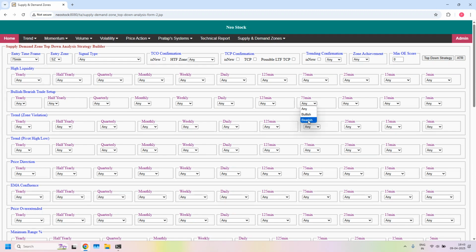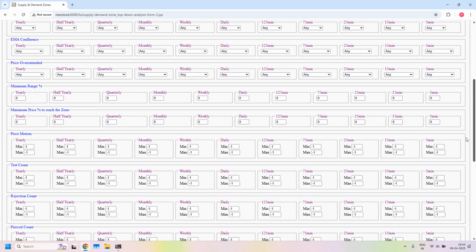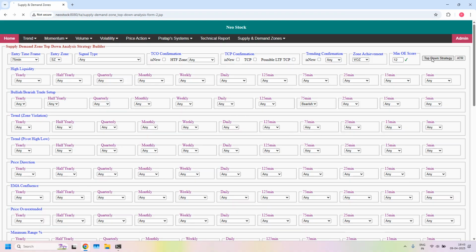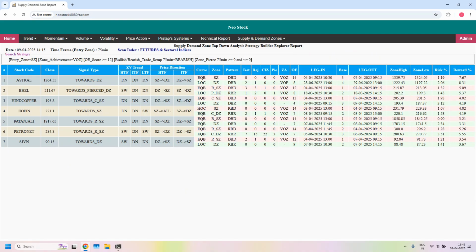At 75 minutes, I am selecting bearish. Zone achievement: violated opposing zone, minimum odd enhancer score 12, and also the 75 minute supply zone should not be pierced. So in the pierced count at 75 minutes time frame, I am selecting minimum value 0 and maximum value 0. So with these filters, we got 7 stocks.